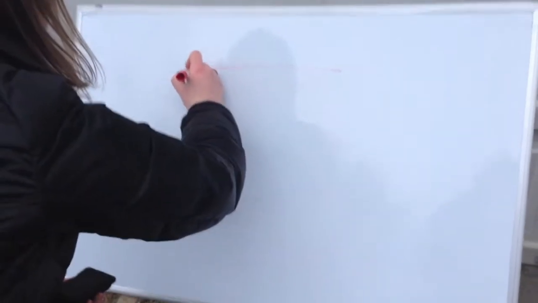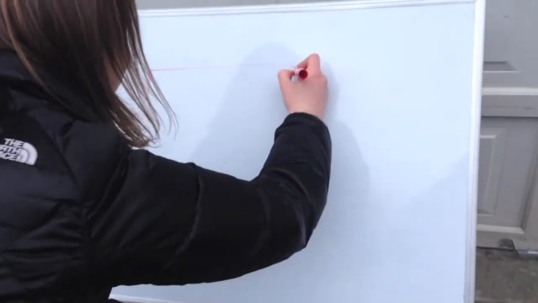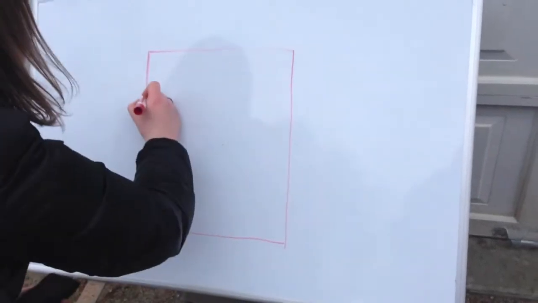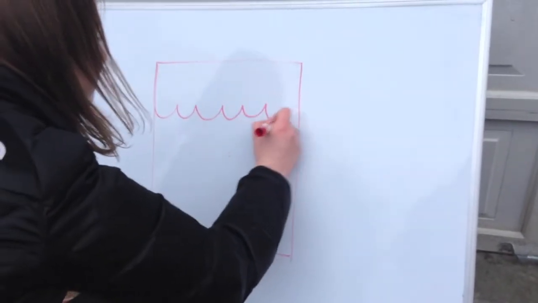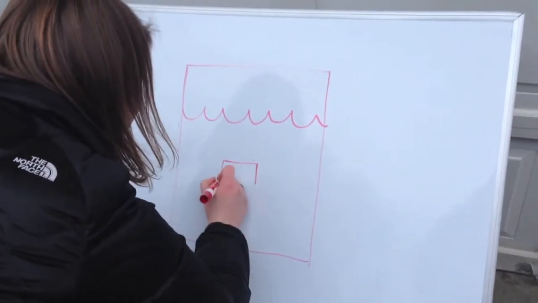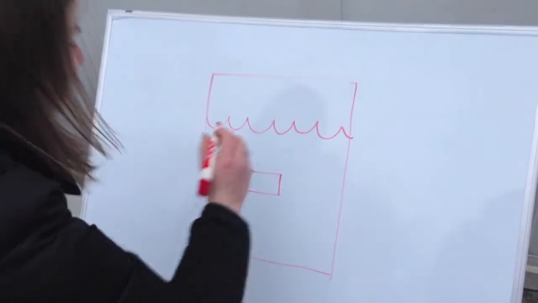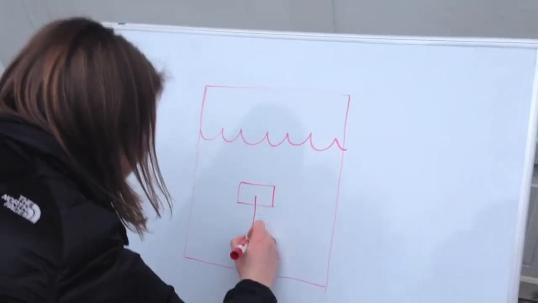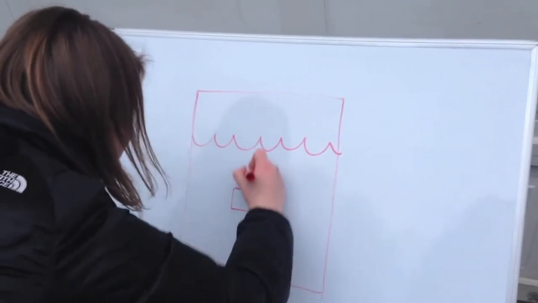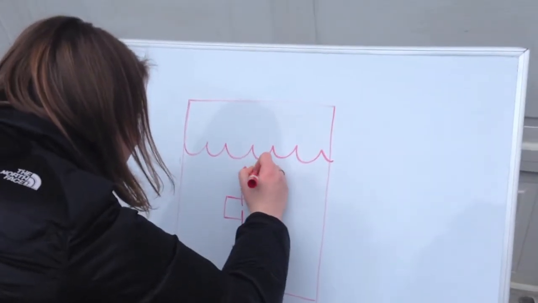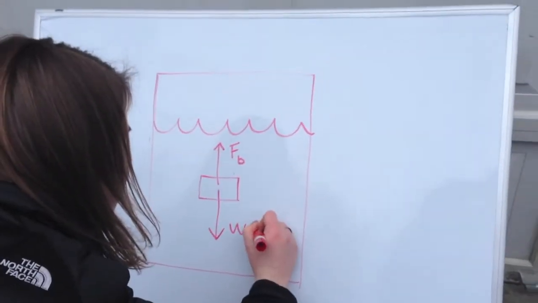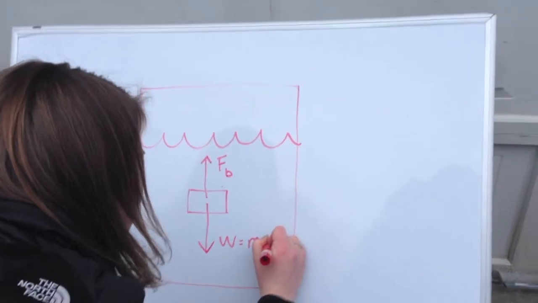First, we draw a free body diagram. Water. Block. There are two forces acting on this body. They are concurrent. Buoyancy force and weight, which equals mass times gravity.